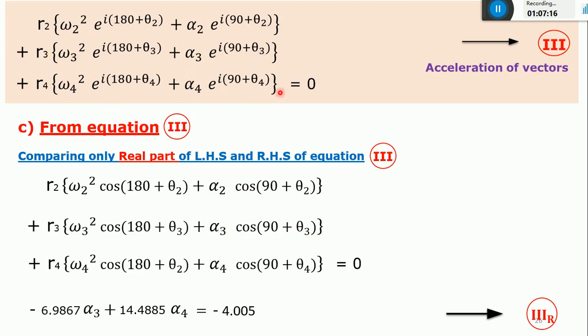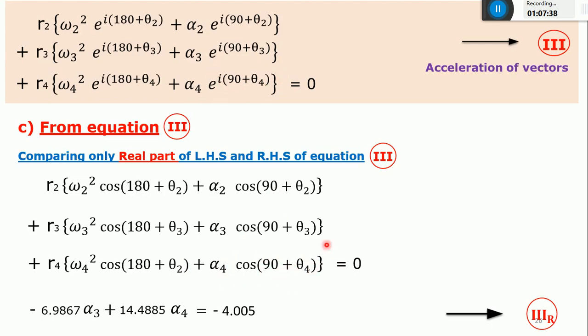Similarly, I want the real part of this equation. That is plus R4 omega 4 square as it is. The real part of this is cos(180 + theta 4). Let me just make a correction. It has to become theta 4. Again, keep alpha 4 as it is. The real part of this one is cos(90 + theta 4).